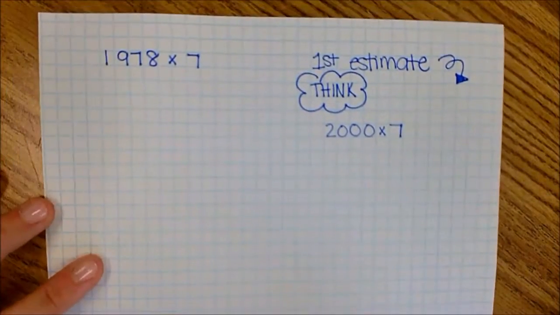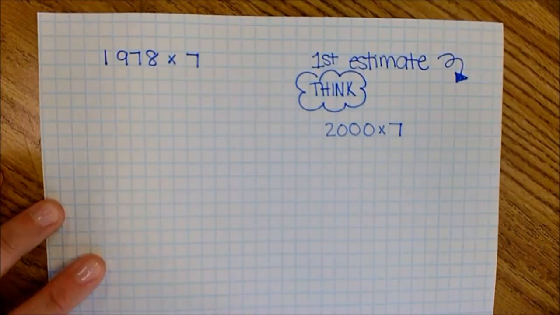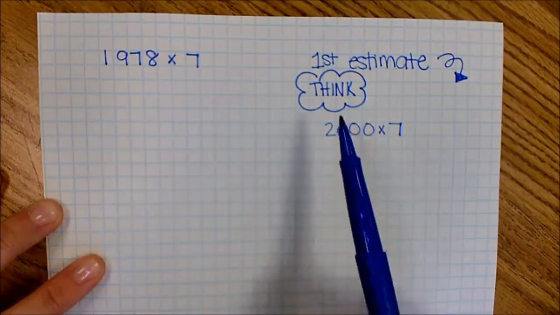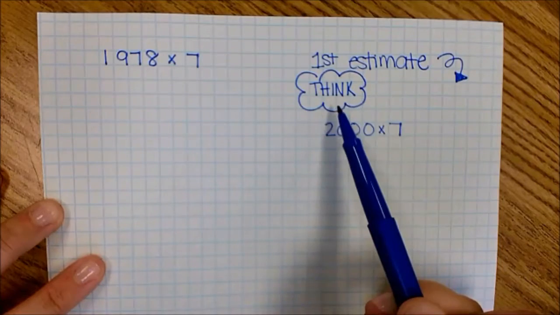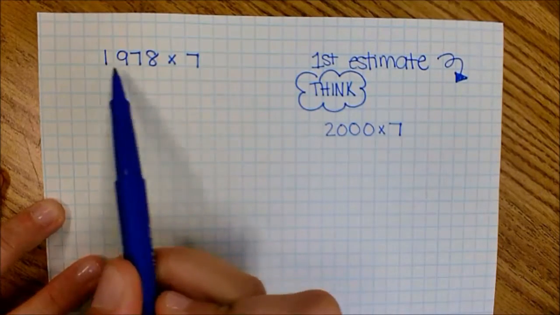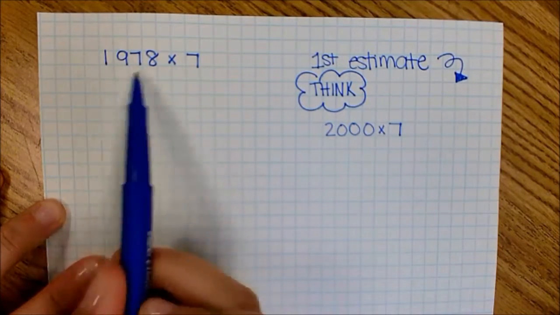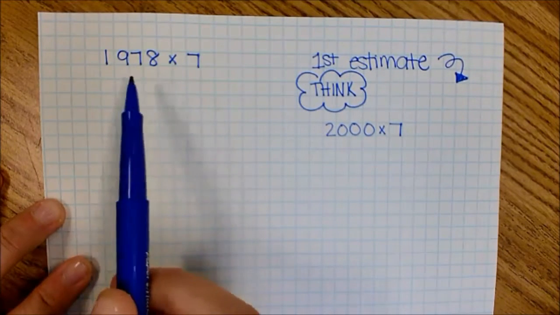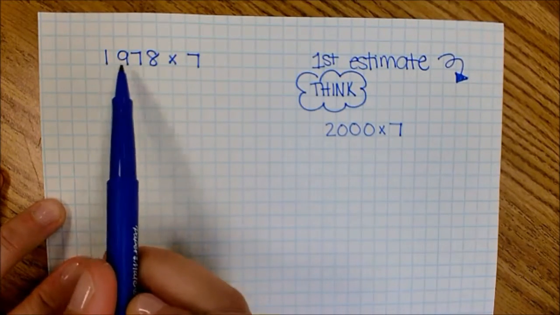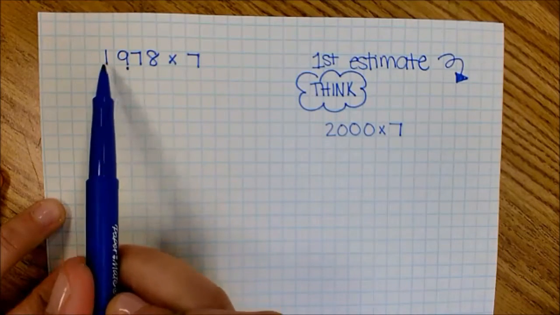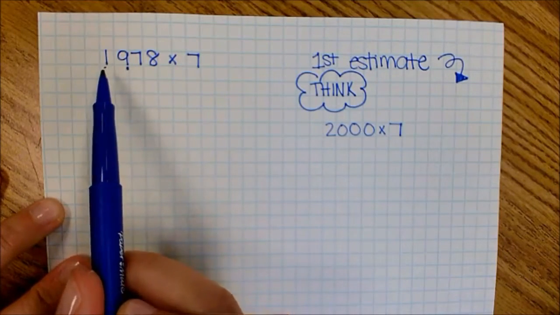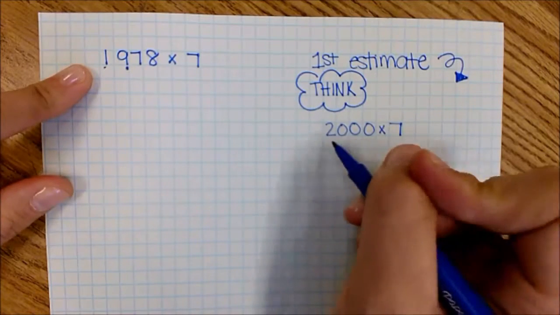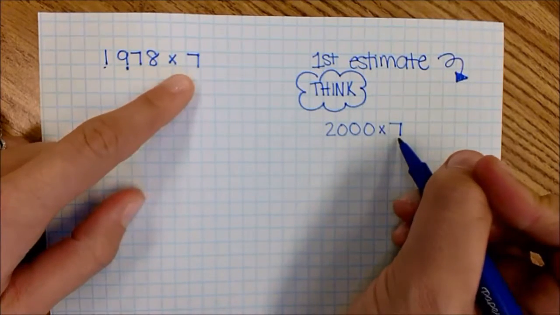Let's look at this problem here. 1,978 times 7. Before I do anything, I want to start by estimating. So I want to think, 1,978, what could I round this to make it an easy basic math fact to do in my head? So I know that this 9 is telling me that I can bump this 1 up to a 2. So I've turned 1,978 into 2,000, and I'm going to keep the 7 by itself.